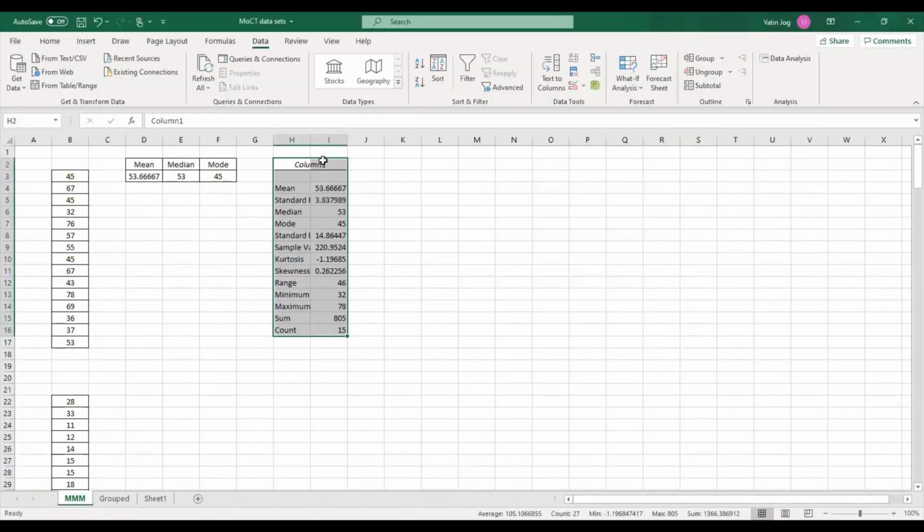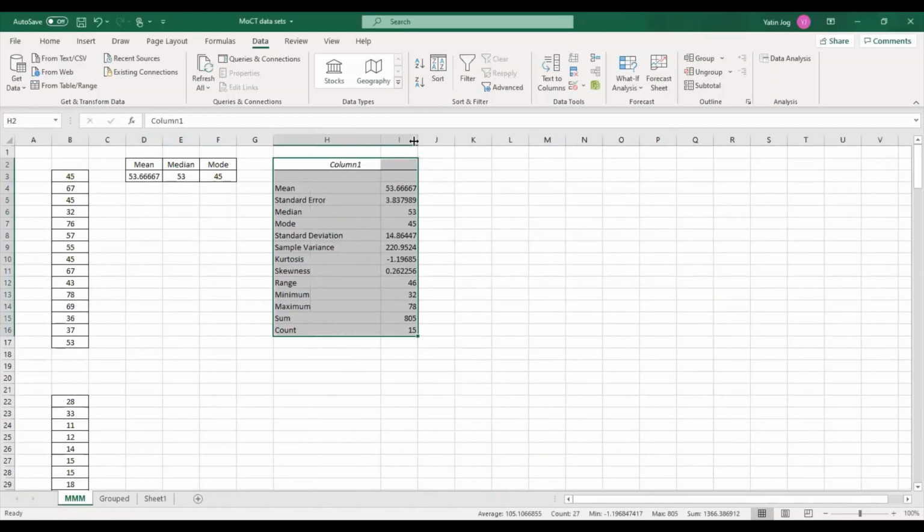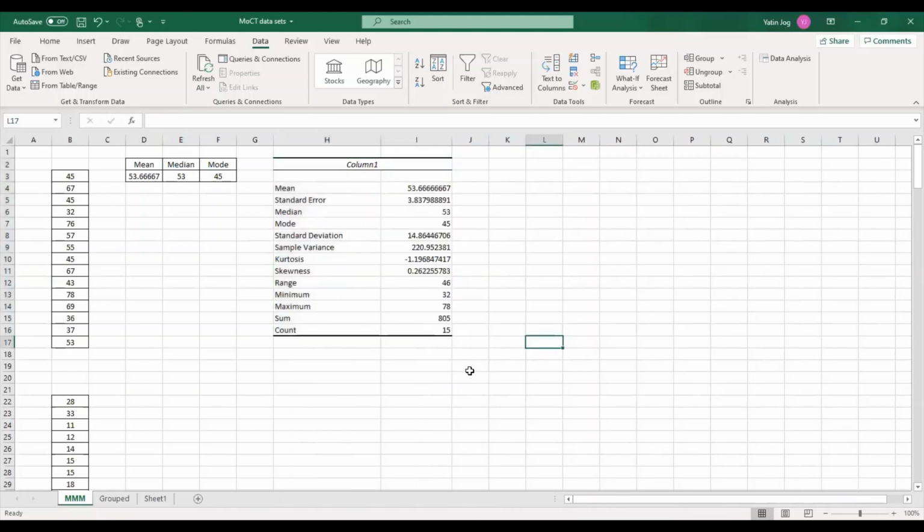Click on OK, and you'll get all the values about mean, median, mode, standard error, standard deviation, sample variance, skewness, kurtosis, range, sum, count, minimum, maximum, everything about that. So if you look at the mean value, we have got the same mean value. The median value, we have got the same median value, and the mode value, which is the same. So these are the two methods using which you can calculate mean, median, mode.